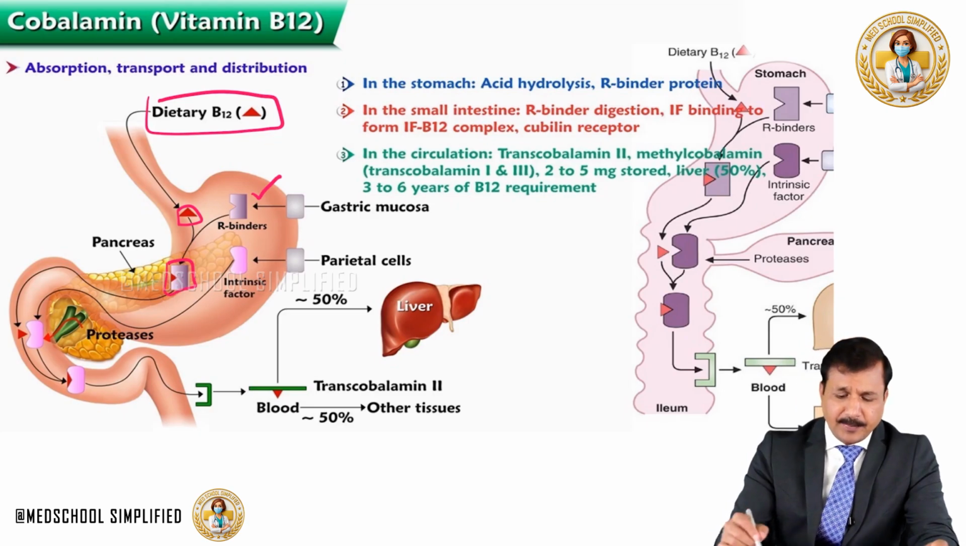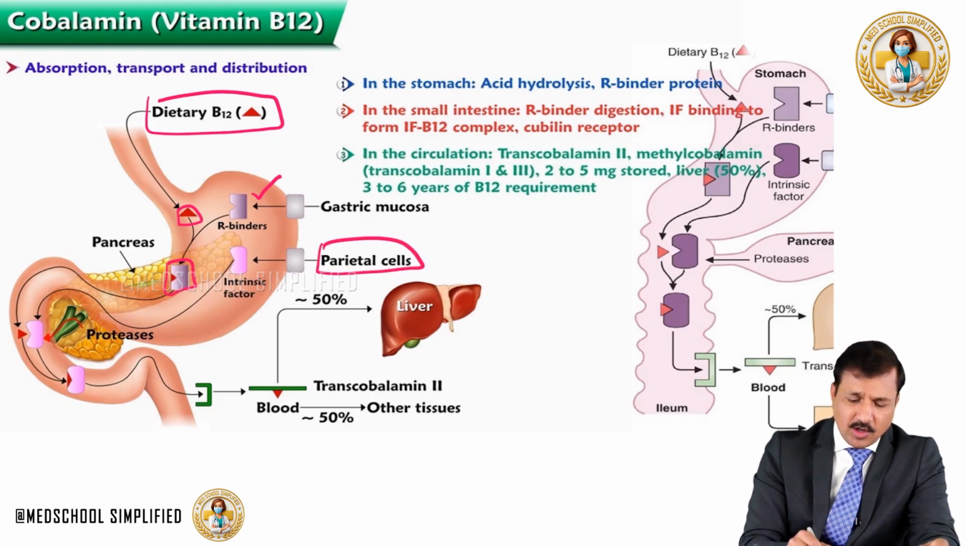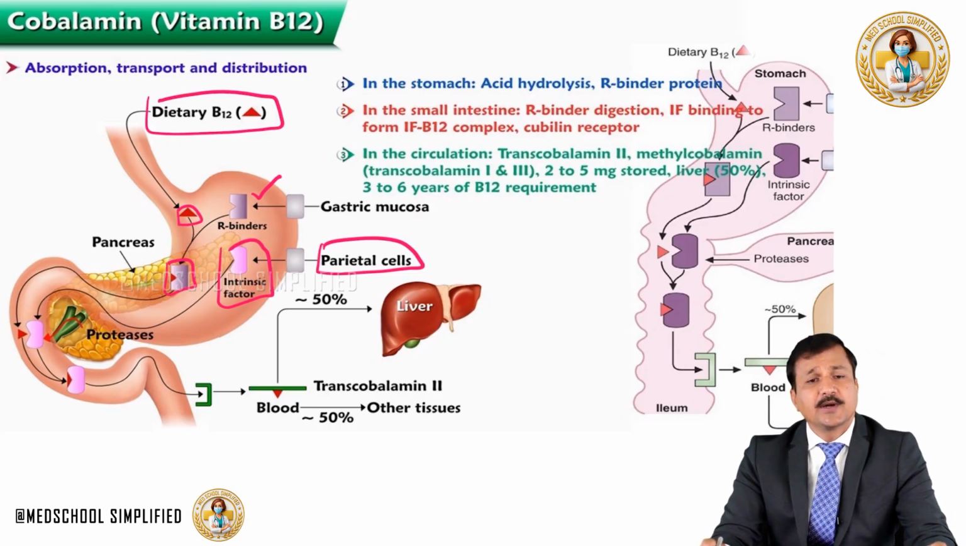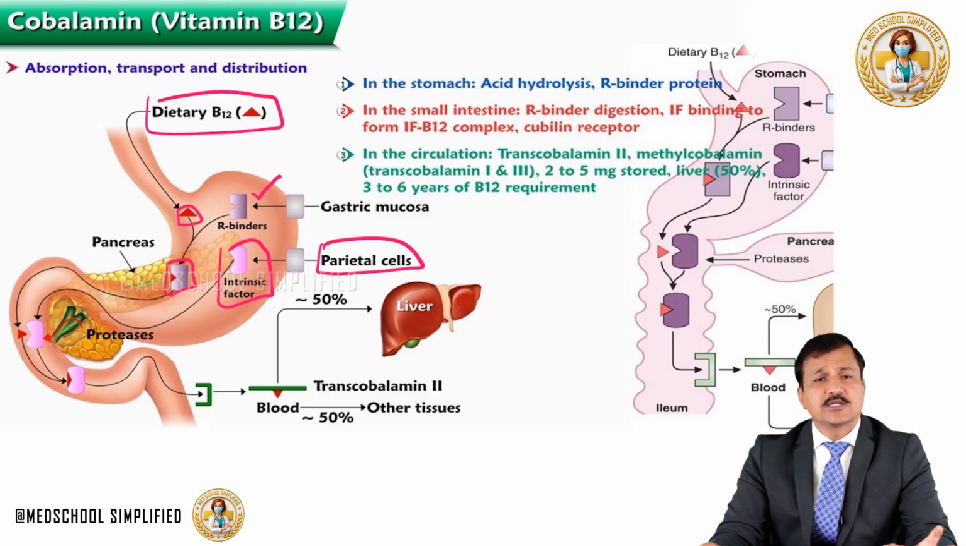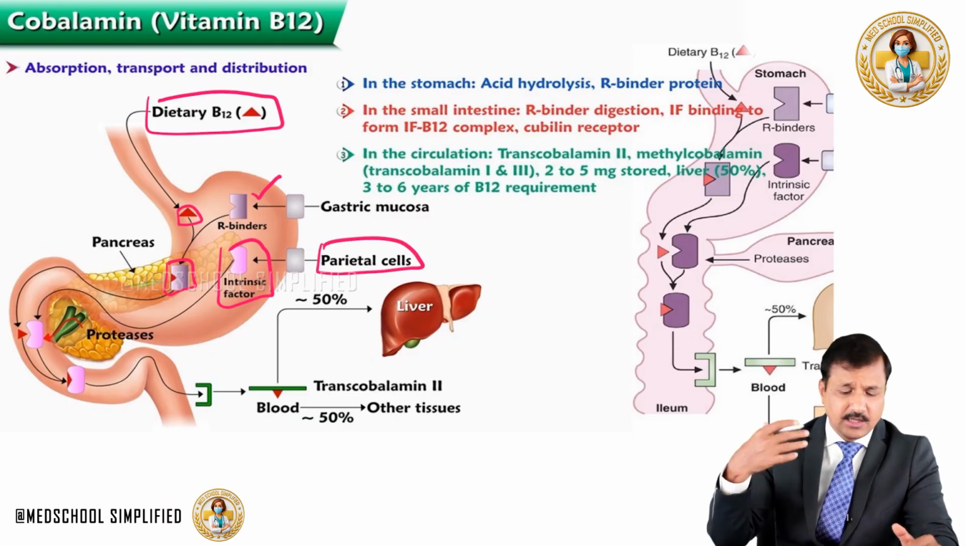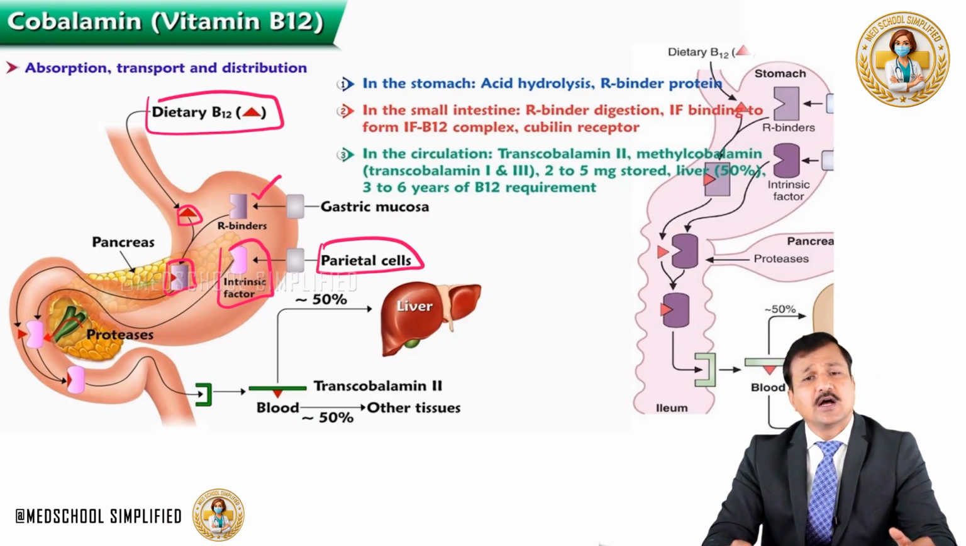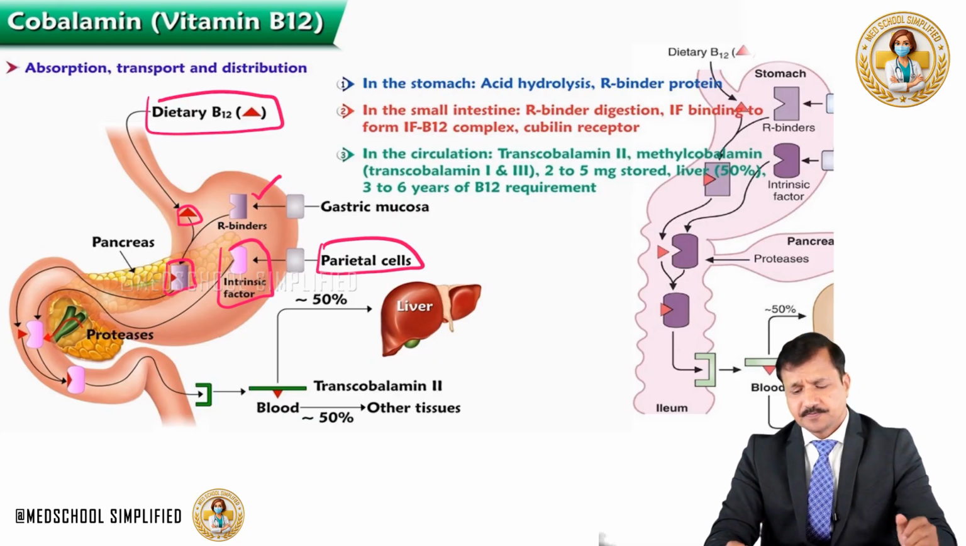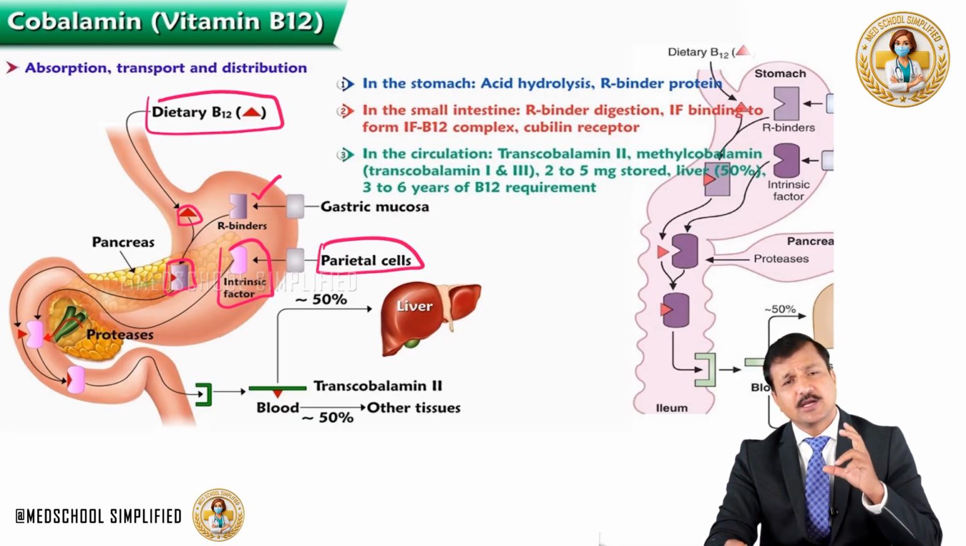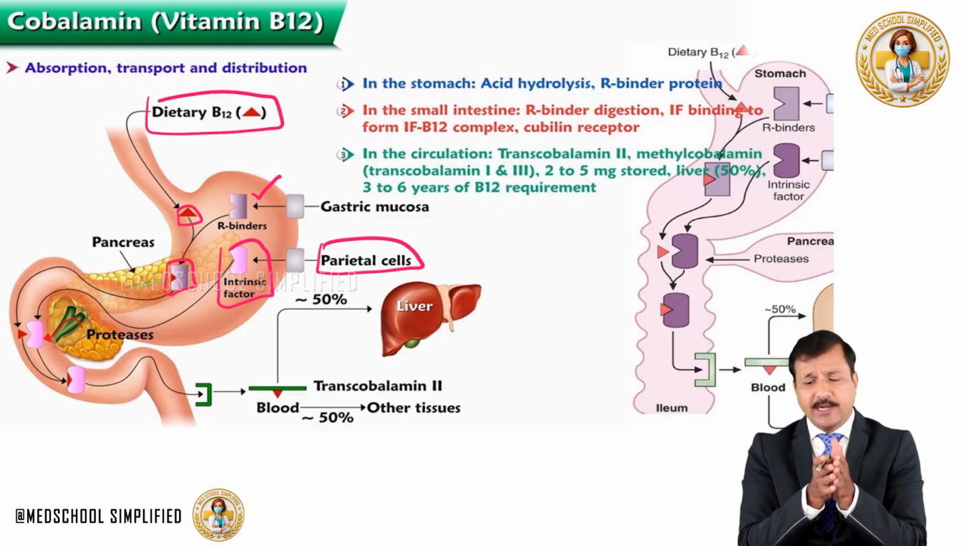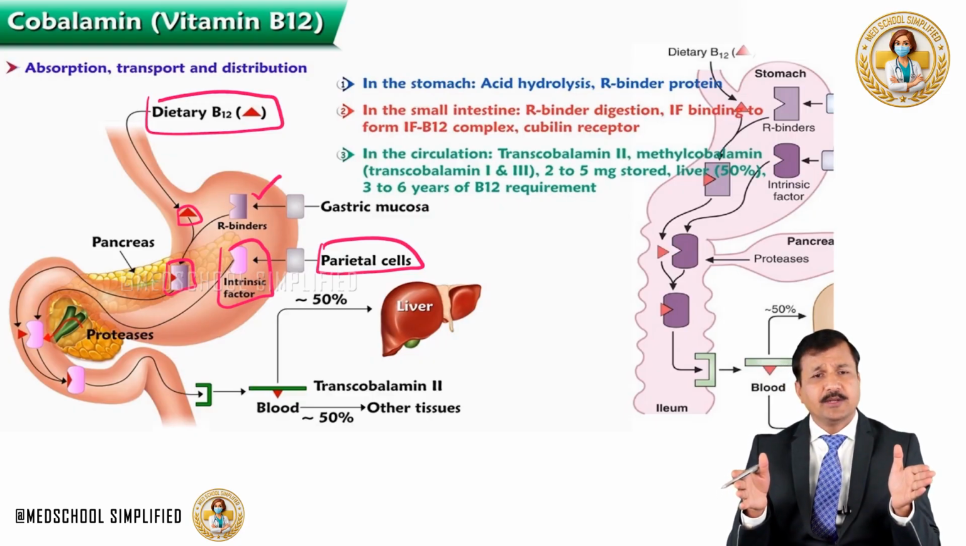Note that the parietal cells of the stomach also synthesize intrinsic factor, but intrinsic factor is not going to bind to cobalamin in the stomach because intrinsic factor needs alkaline pH to bind to cobalamin. So it is going to wait all the way until it reaches the small intestine. In the small intestine, because there is alkaline pH, R binder is separated from vitamin B12.